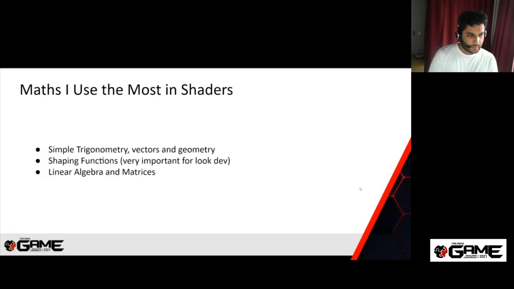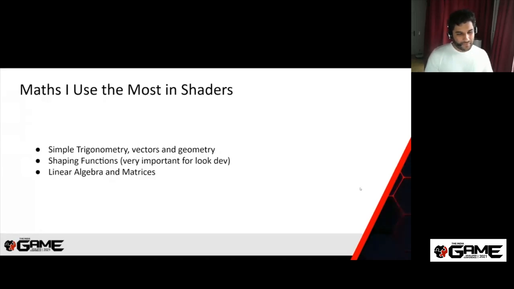The second part is the shaping functions. If you remember from high school, you had this thing, f of x in a bracket. If you added something within the bracket, you move the function to left and right, outside, up and down, and you can stretch the function in either dimension. It's hard to stress how incredibly important shaping functions are for shader development.